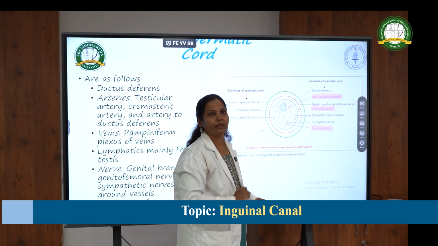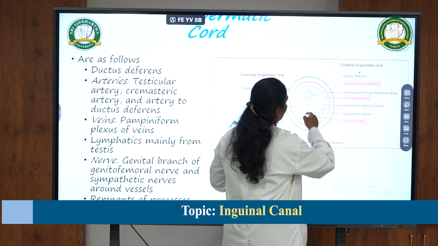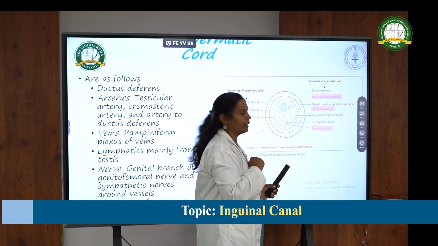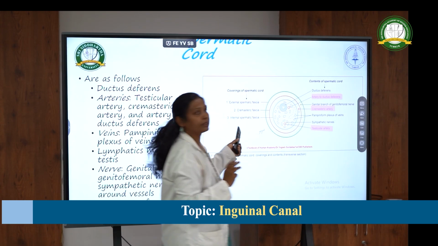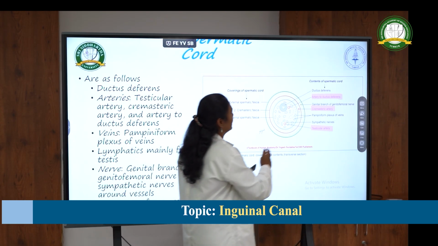So it is the continuation of the fascia transversalis. Okay. So now, what are the structures present within the content of a spermatic cord? So it has got three coverings. It also has got three arteries. So what are the three arteries?